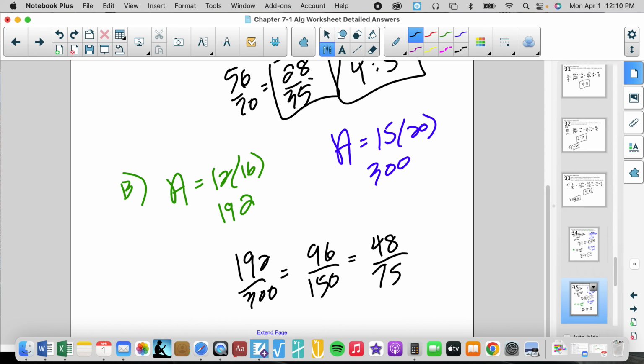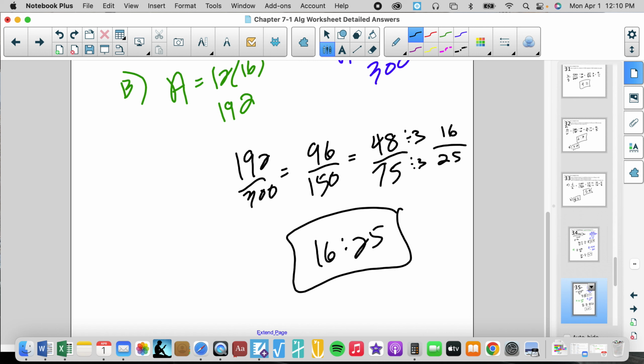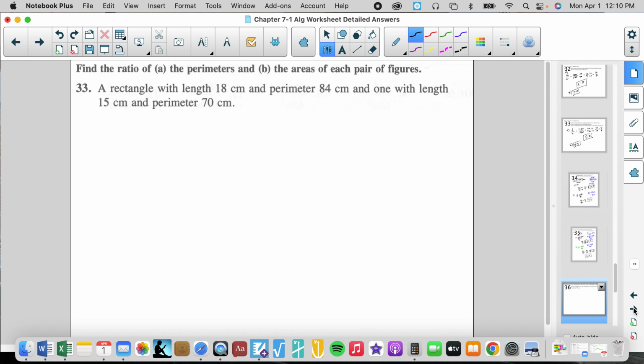Hmm. Did I do those wrong? Let's see. 192, 300. That's correct. 75, 15. 3. Oh, hello. 3 goes into it. 3 goes into that twice, 25. 3 goes in that, 16. 16 to 25 is the ratio. Didn't see the factor of 3 rule.